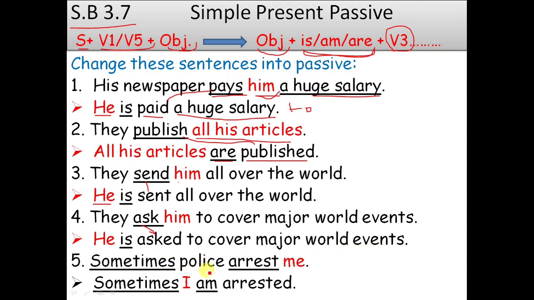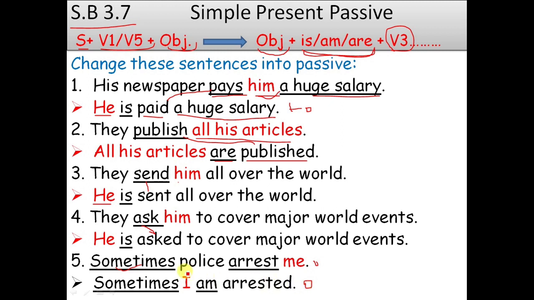Sometimes police arrest me. So see here, sometimes is a general frequency marker, therefore if it is kept in the beginning of the active sentence, put it in the beginning, or if it is kept after the subject while making passive, keep it after the subject, or if such frequency markers are given at the end, use them at the end of the passive sentence.